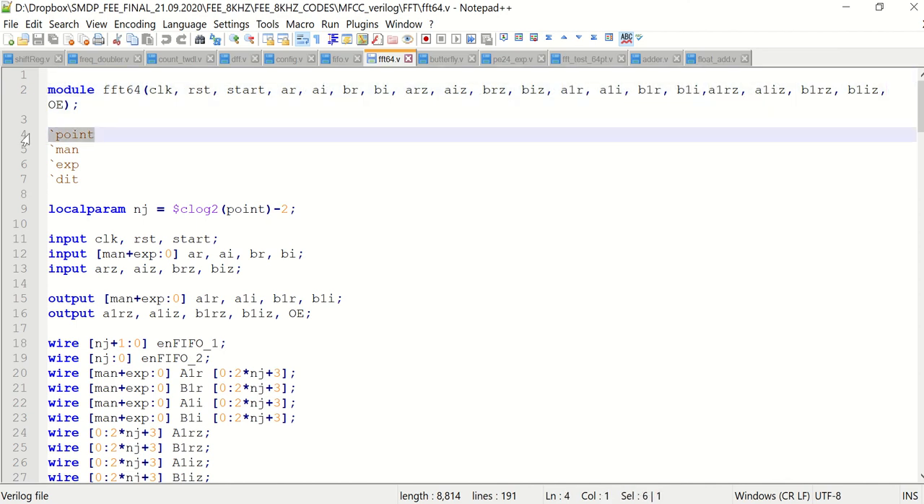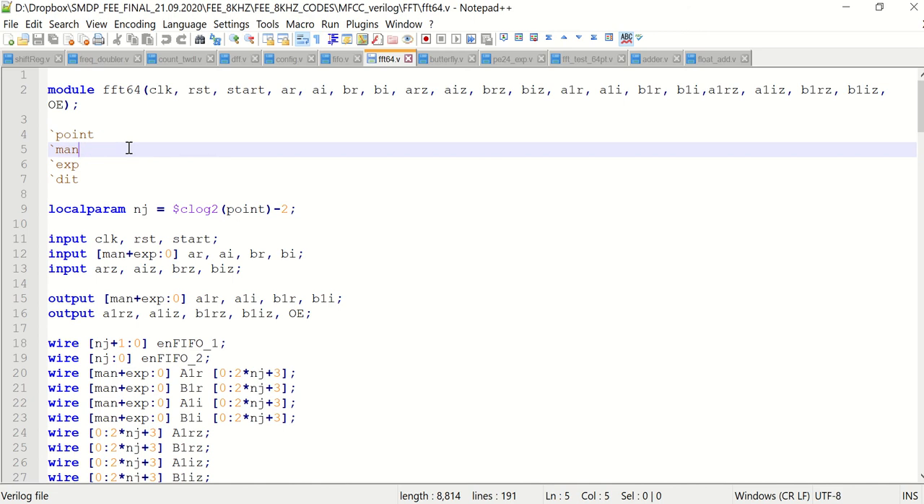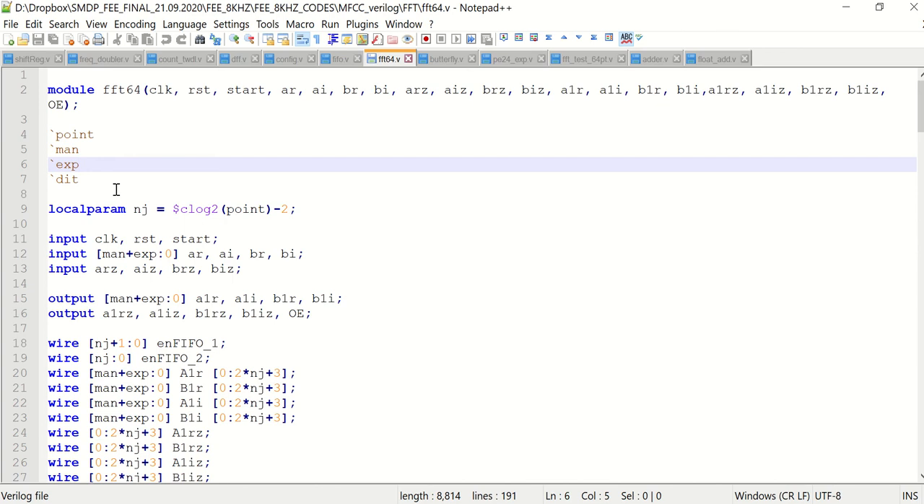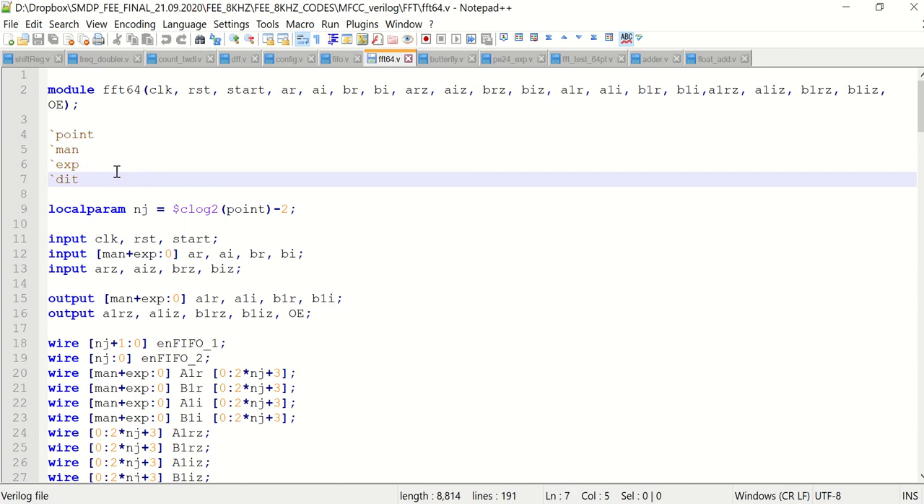Here we have configuration parameters called point, mantissa, exponent, and DIT. Point specifies whether you want to implement 8, 16, 32, or 64 points. Mantissa is 23 and exponent is 8, since we are using single precision. If DIT is defined in a configuration file, this code will process as decimation in time. Otherwise it is 0, and it is processed as decimation in frequency.